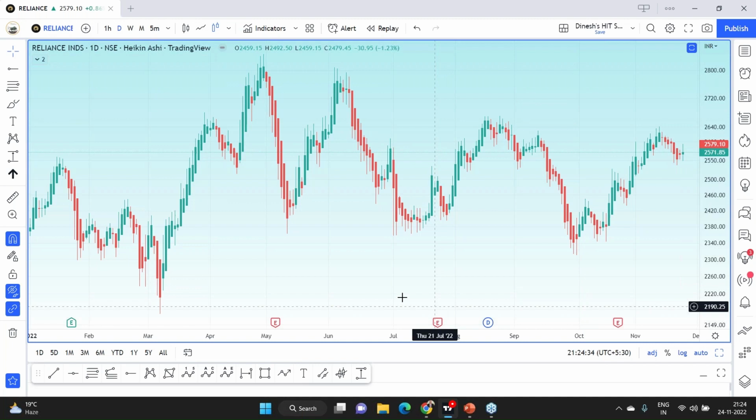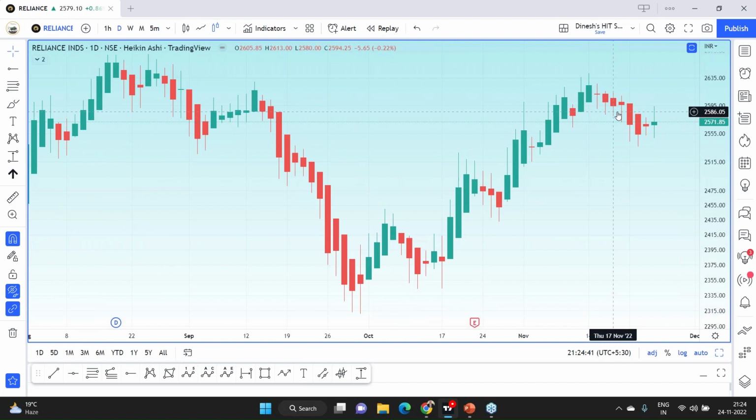So doji, red upper wicks, these are two bad candles, that is 21st November and 22nd. But after that, we had a doji, right? Upper wick, doji, change of color, doji. So the selling pressure is missing right now. Selling pressure is missing, so is the buying pressure. So purely on Heiken Ashi, I'm not going to consider any other study, my buy would be above this.